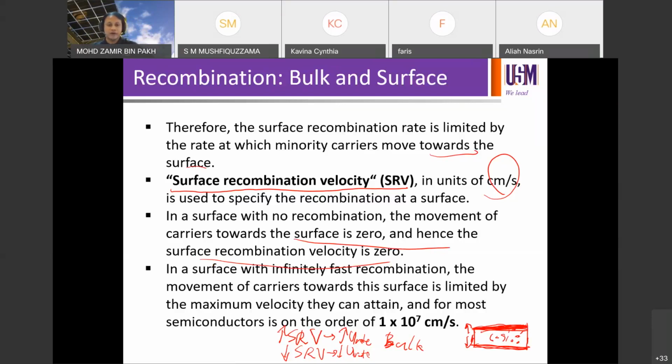In a surface with infinitely fast recombination, the movement of carriers towards the surface is limited by the maximum velocity they can attain, and for most semiconductors it is in the order of 10 to the 7. So you can have your SRV as high as 10 to the 7. In typical devices, it is usually in the thousands. If it's low, then it's usually below 100. It can be a couple of hundreds as well.